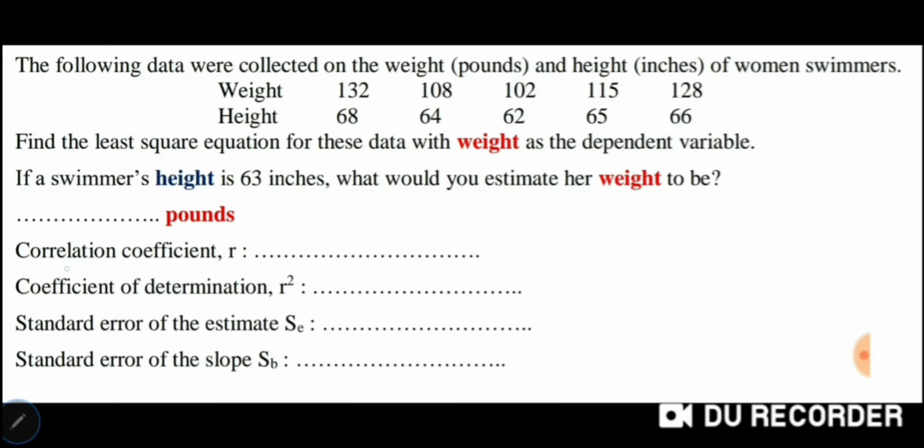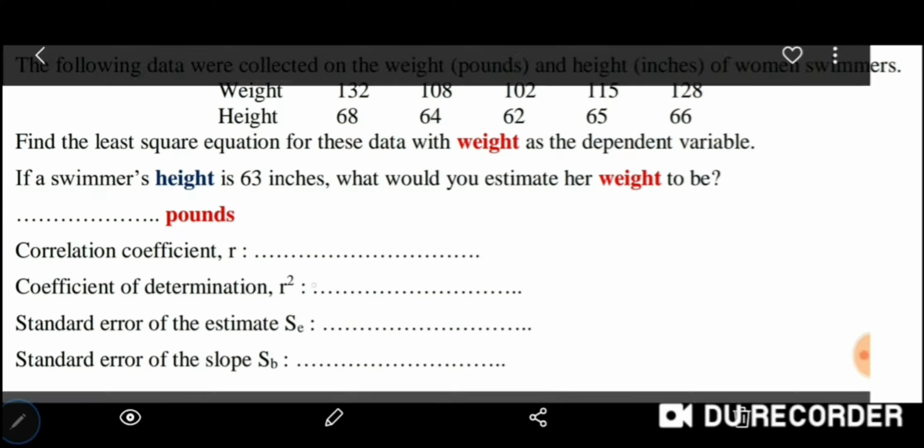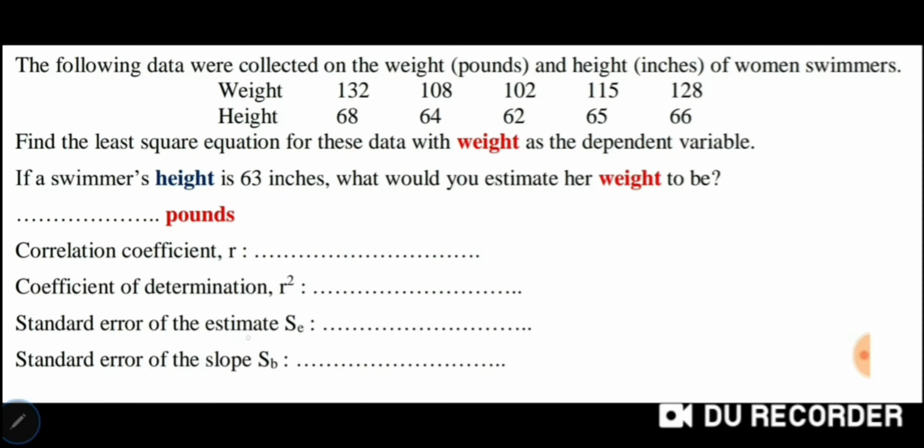And note: correlation coefficient R, coefficient of determination R square, standard error of the estimate S sub E, standard error of the slope S sub B. Note the names and notation.